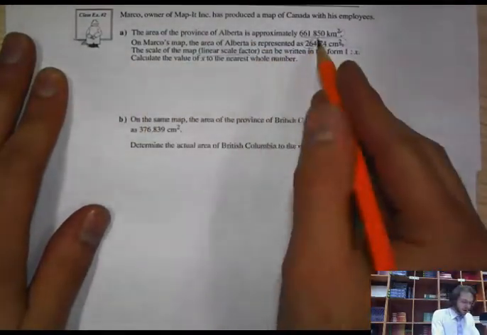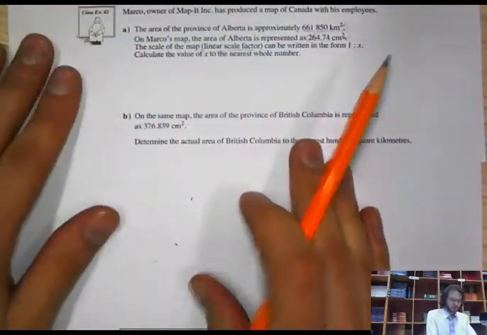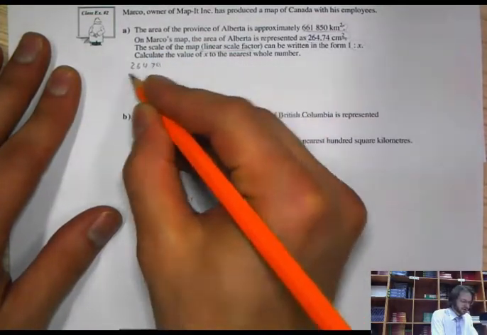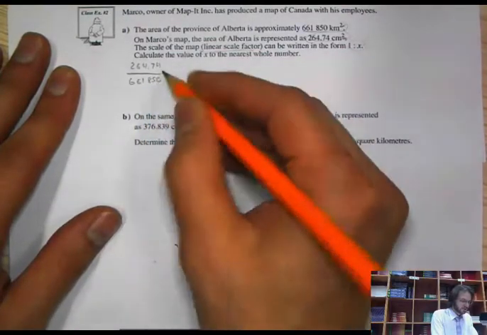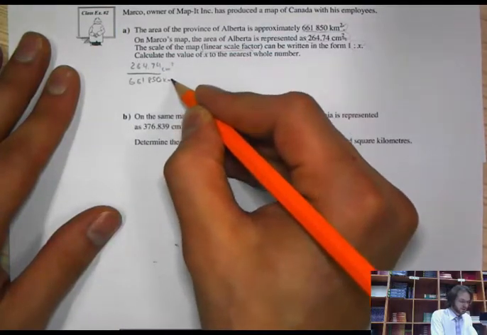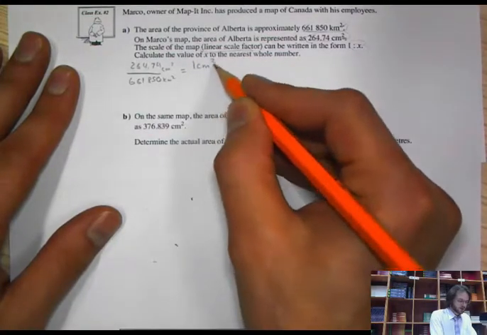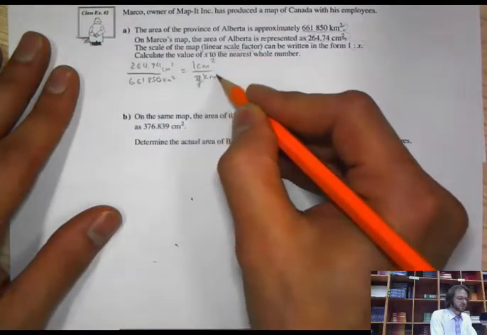So we're going to start off here. Now, I know we have 6. Let's take a look at my new. My new is always over old. So I'm going to go 264.74 divided by 661.850. This is all in square. This is centimeters squared, kilometers squared, is equal to, we want 1 centimeter squared over x, or I'm going to say y at this point, kilometers squared.